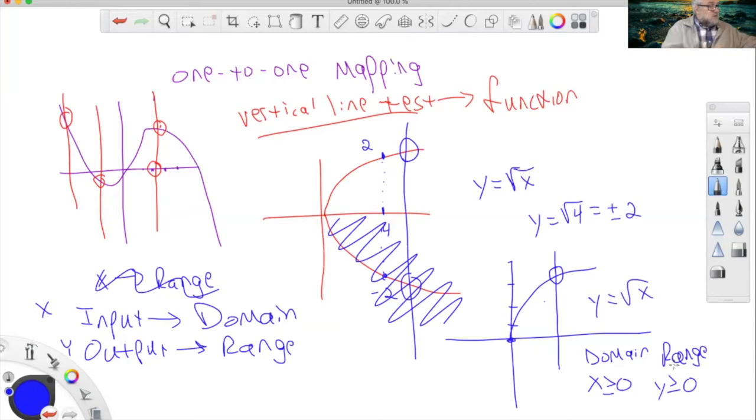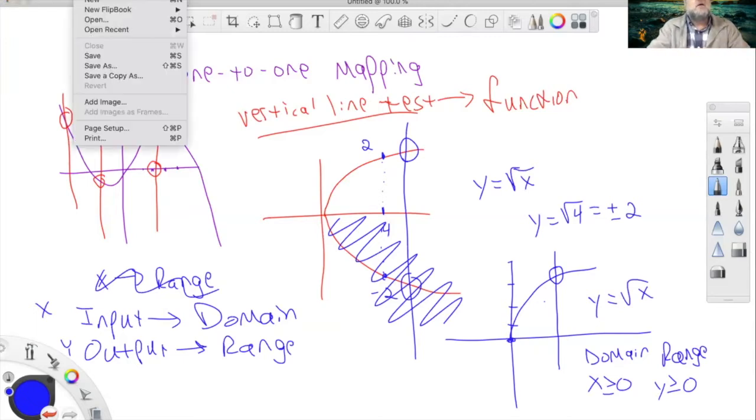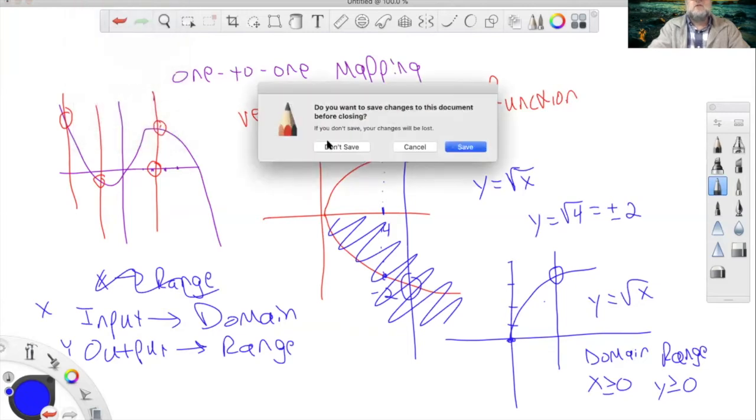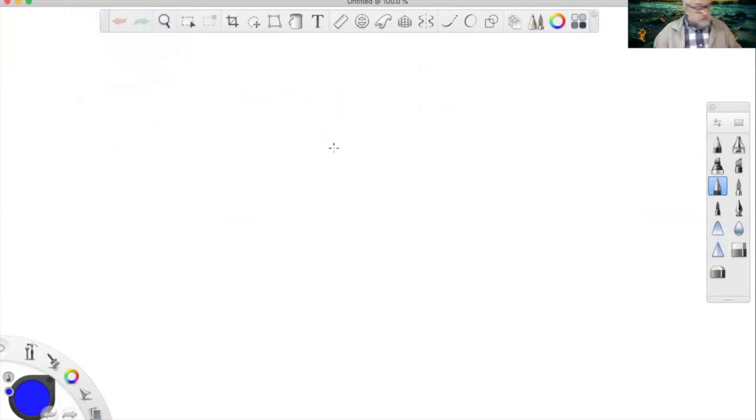So let's go through and look at domains and ranges of functions and see if we can identify places where we could have trouble. Okay, so f of x equals 2 over x. What's the domain and what's the range?